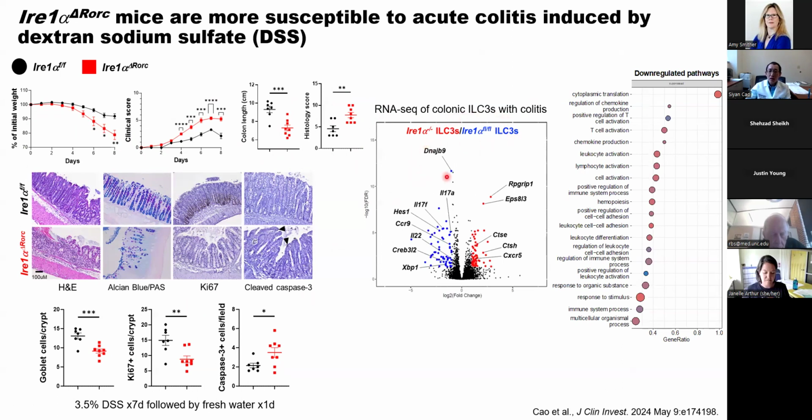And we also did bulk RNA sequencing of the colonic ILC3s with colitis. Here we showed the knockout cells had impaired expression of ER chaperones, such as DNAJB9, as well as cytokines such as IL-17 and IL-22. And pathway analysis showed there is a reduced cytokine and cytoplasmic translation, as well as activation of lymphocyte and cytokine production in knockout ILC3s.